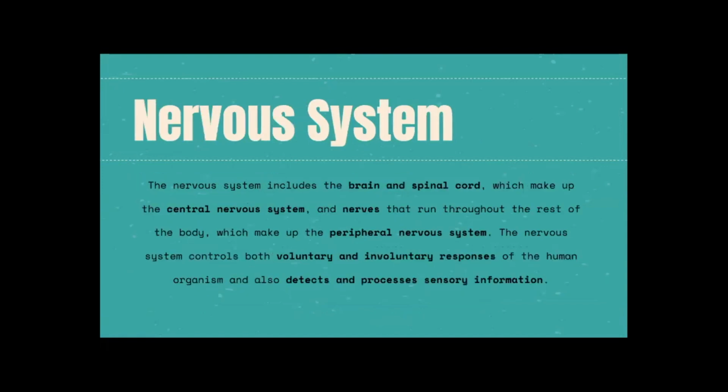Okay. The nervous system is next, and it contains the brain and the spinal cord, which makes up the central nervous system. And the nerves that run throughout the rest of our body, in our arms, our legs, our faces, those make up the peripheral nervous system. And the nervous system controls both voluntary and involuntary responses of the human organism, and also detects and processes sensory information. So when we feel, for example, if you pinch your skin, in your skin you have sensory receptors, a lot of them. They're everywhere.